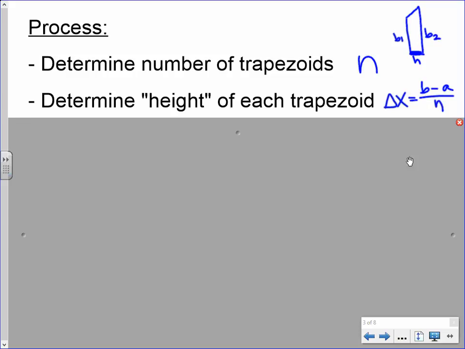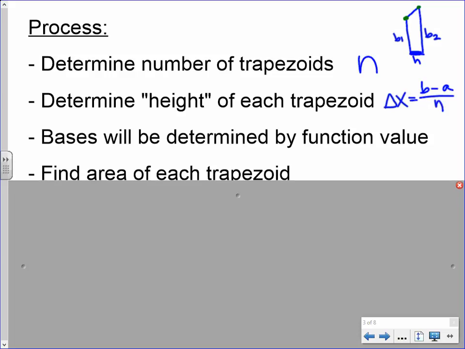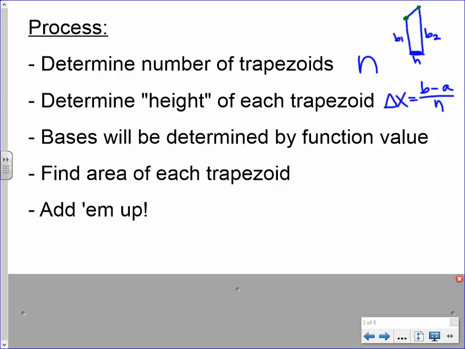Okay. This trapezoid is sitting under the curve. Those are the points that are hitting the curve. So our bases are determined by the function value. The function height is going to determine how long the bases are of our trapezoid. Then we're going to find the area of each trapezoid, and what do we do? Sum it all up. We add them up.